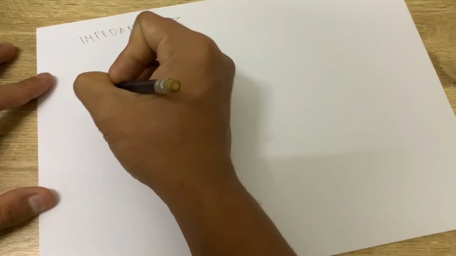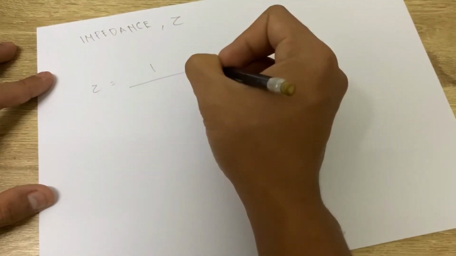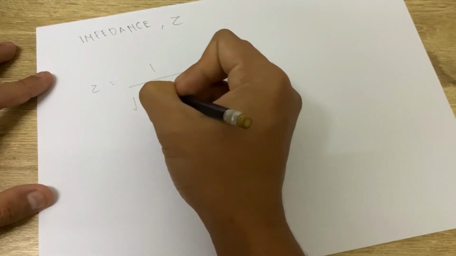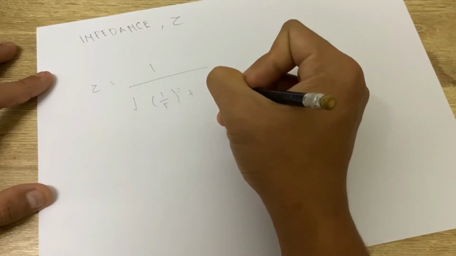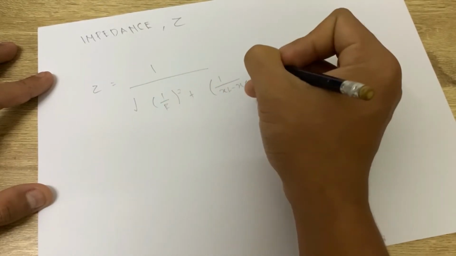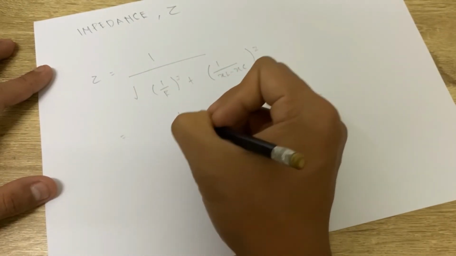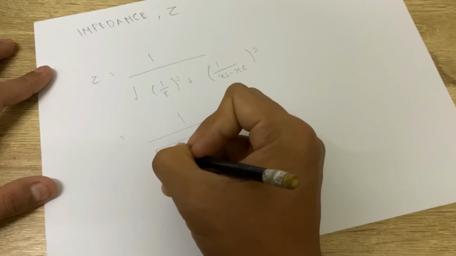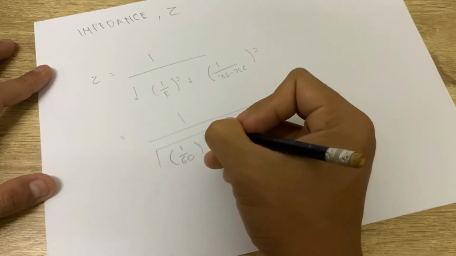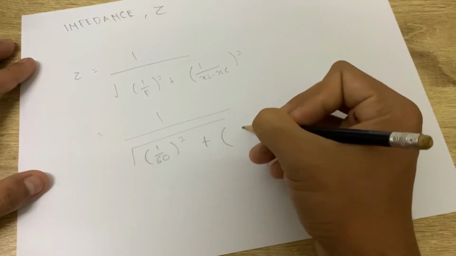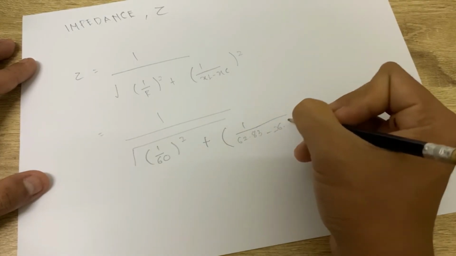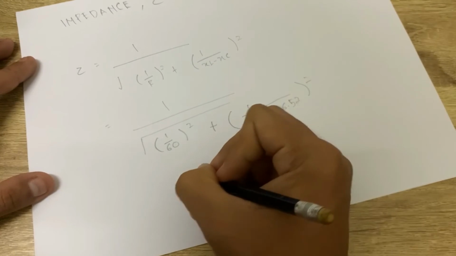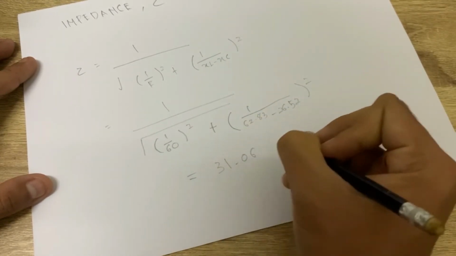The last one is impedance, or we call that Z. Z is equal to 1 over the square root of 1 over R squared plus 1 over XL minus XC squared. So 1 over the square root of 1 over 60 squared plus 1 over 62.83 minus 26.52 squared, which equals 31.06 ohm.